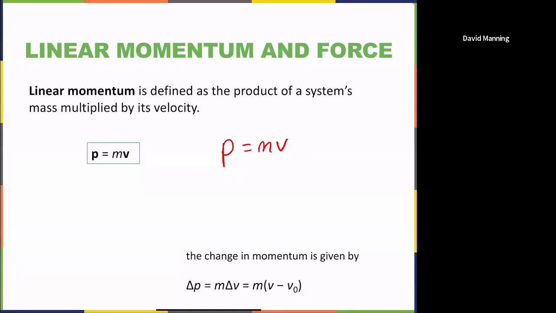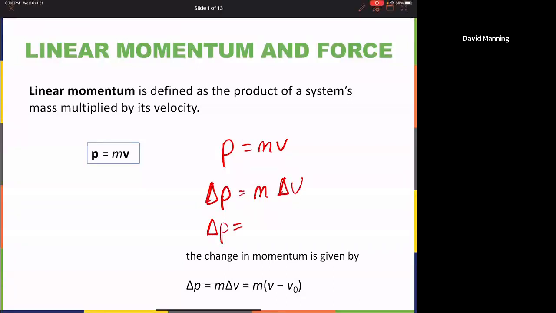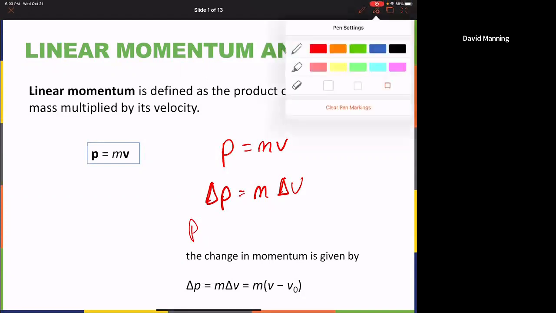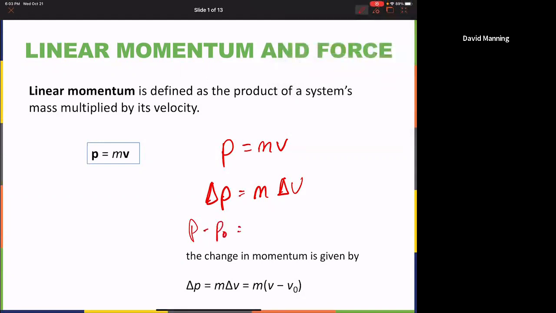If you want to change the momentum, it's just delta P, which is M delta V. So delta P is P minus P naught. I guess that's the terminology you've been using so far. It equals M times V minus V naught. So that's your change in momentum. And the units for momentum are kilogram meters per second.